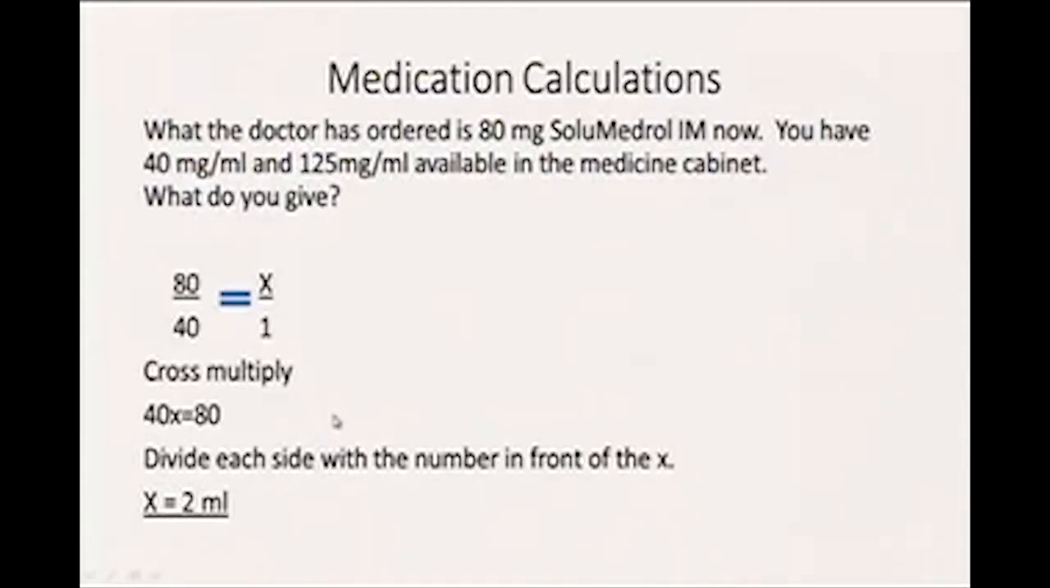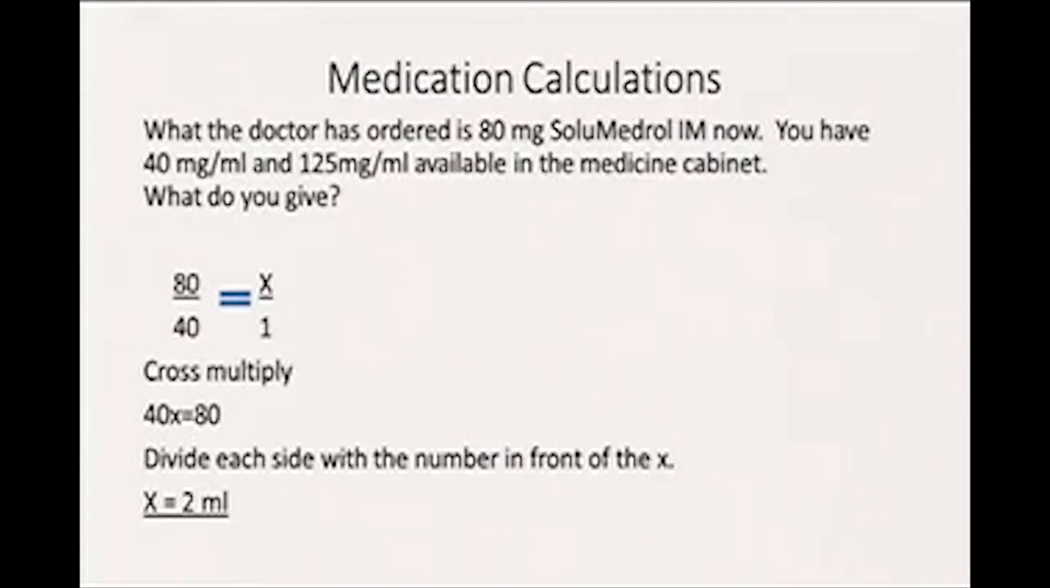So the doctor has ordered Solumedrol, 80 milligrams, and you go to your cabinet, and what you have in your cabinet is that you have Solumedrol, 40 milligrams per milliliter, or you have Solumedrol, 125 milligrams per milliliter. And so basically you could use either strength. It does not make any difference which strength you use. It depends on what you want to do.